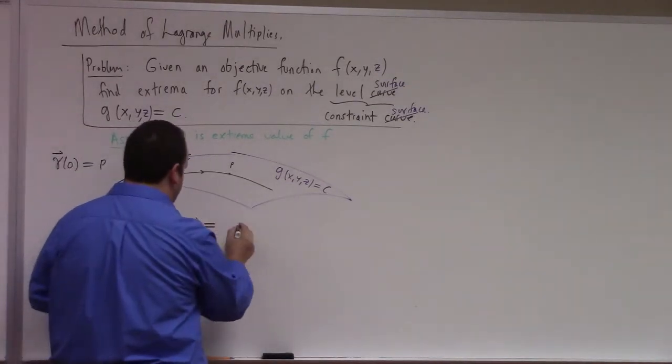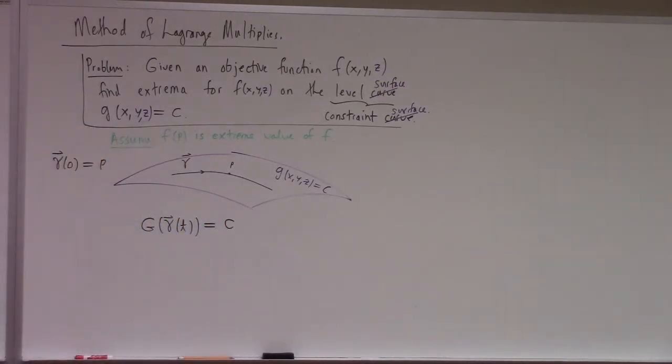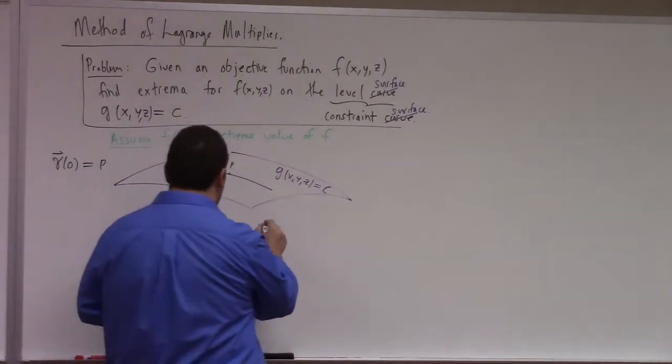We've been through this before. It has to be equal to C, right? That's what it means for that to be a curve on the surface. It satisfies the equation of the surface. But I can differentiate this, right? I can differentiate this, and what does that give me?